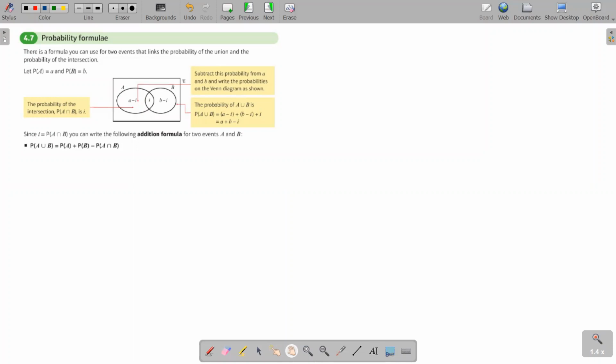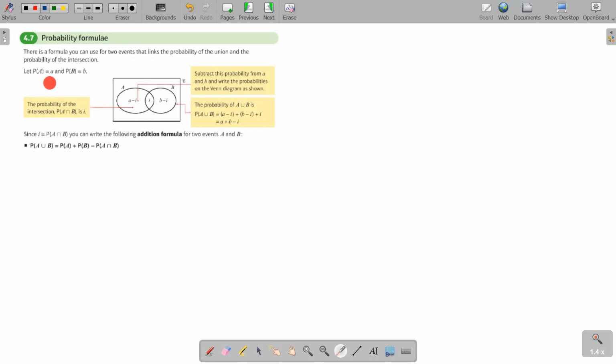Okay, so now we'll move on to the next part of our lesson. We are now going to learn how to work with the probability formula. There is a formula you can use for two events that links the probability of the union and the probability of the intersection.